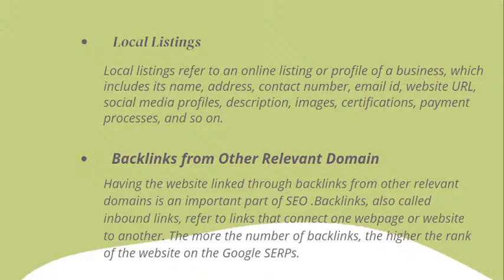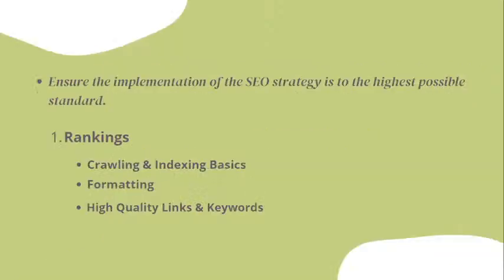Then ensure the implementation of the SEO strategy is to the highest possible standard. So we are going to implement this SEO strategy. How to implement this SEO strategy? Okay, so in that the first is ranking. In ranking, the main points include crawling the website, then text formatting or website formatting, then high quality links and keywords.